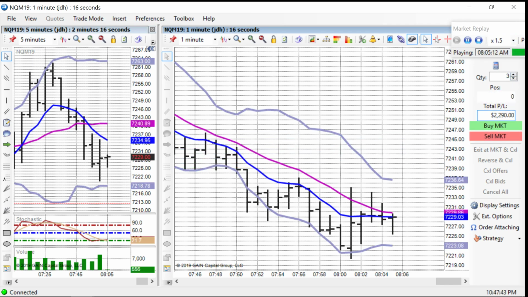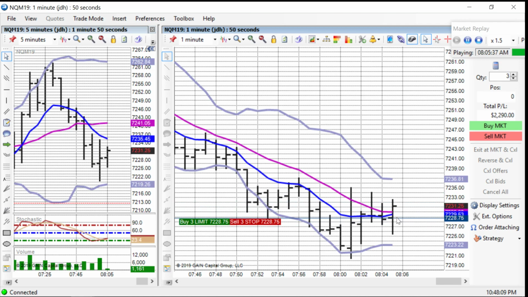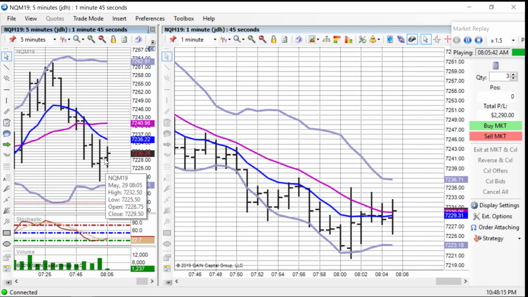Just changed it to 3 contracts since we're over 2,000 now. Keep in mind this is before 8:30 in the morning, California time. So doing pretty well. So if we entered right at that previous close as it's trying to move up, that would probably be a good trade right there.